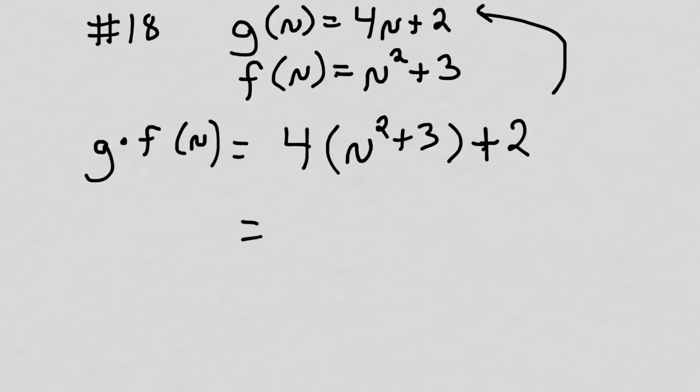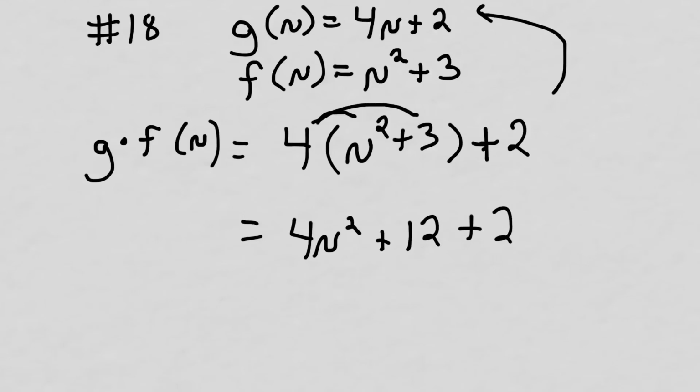I've got to just do my multiplication. Got to distribute the 4 to n squared. Then I got to distribute it to the 3, plus 12, plus 2. Bring all this down, 4n squared plus 14.